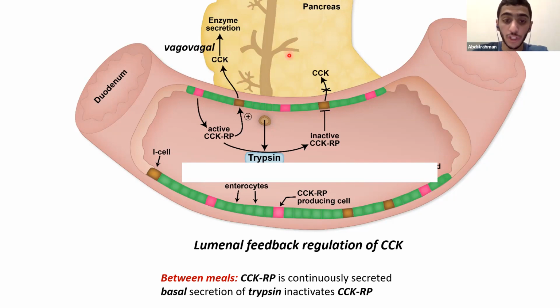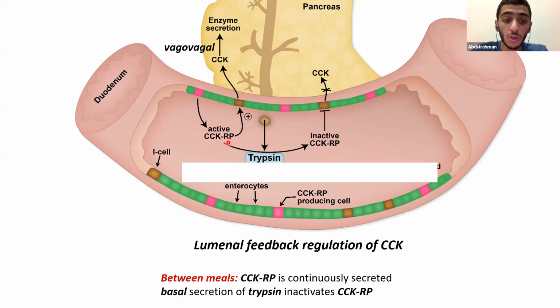Now, usually when you're not eating, we don't want to release enzymes. So what happens is that the pancreas is releasing a small amount of trypsin, known as the basal secretion of trypsin. Basal is basically the lower level without any stimulus. It's on a normal rate. So a basal secretion of trypsin to the intestine.